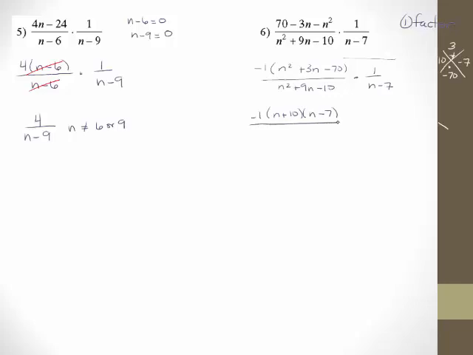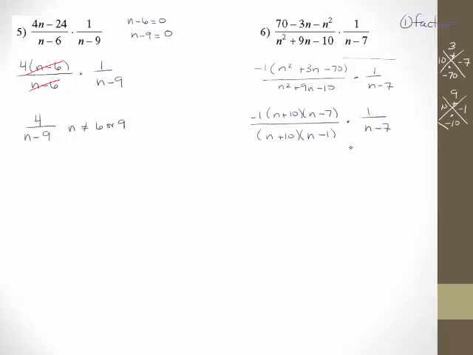For my denominator, I want my addition to give me a positive 9 and my multiplication to give me a -10. So things that will multiply to make 10 that have a difference of 9 will give me a positive 10 and a -1. Because 10 plus -1 is 9, 10 times -1 is -10. So that gives me n plus 10 times n minus 1. And I have 1 over n minus 7 still.